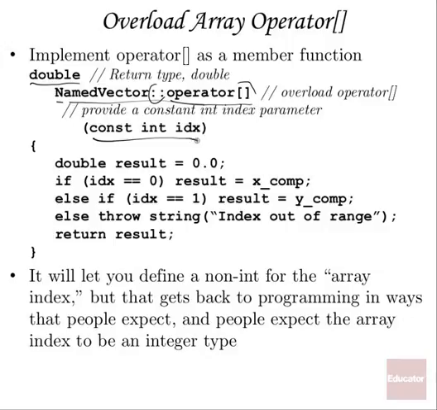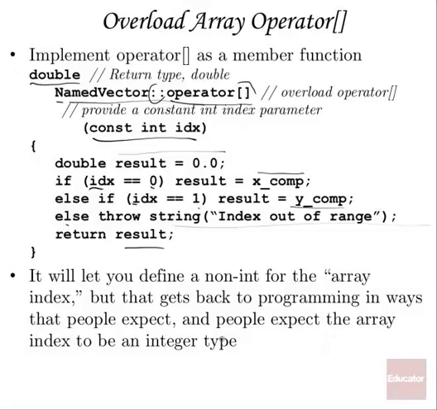Now here's our code. Our result is 0. We just default it to 0. And if the index passed in is 0, then the result is the X component. Otherwise, if it's equal to 1, then it's the Y component. Otherwise, if it's not either of those two, we'll throw an exception, index out of range. And then we'll return the result unless the exception has been thrown. And there's your code that overloads the square bracket.